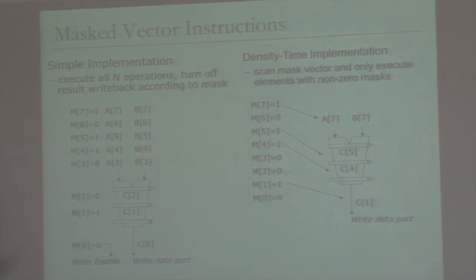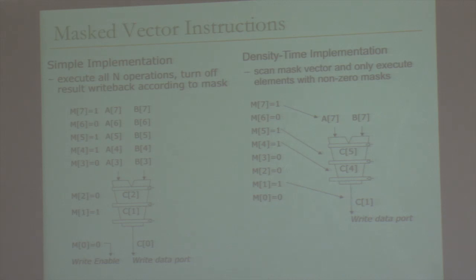Here, for example, you don't need to execute this operation. You don't need to execute this one. You don't need to execute this one. You don't need to execute this one. So there's some logic that checks the mask bits and sends to the functional units only those operations for which the mask bit is 1. That's a little bit more complicated, of course. You need to scan this.